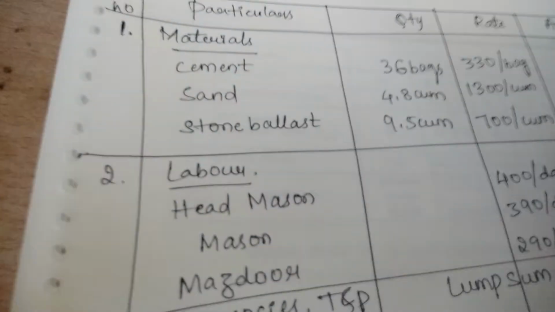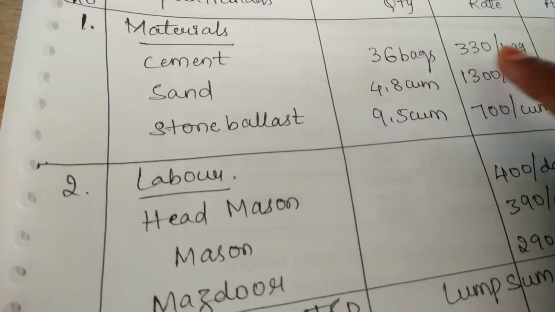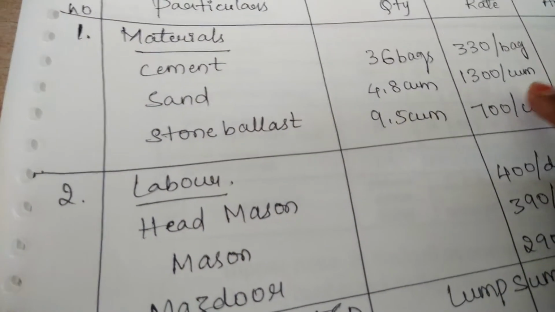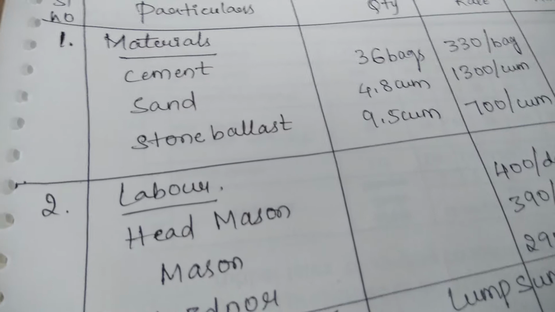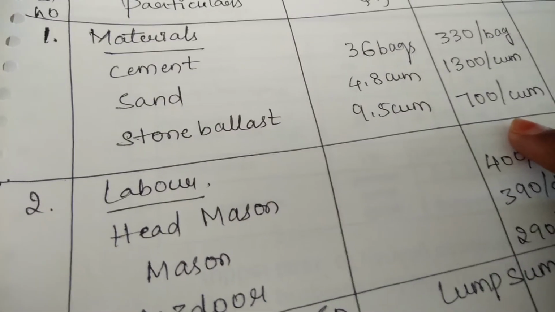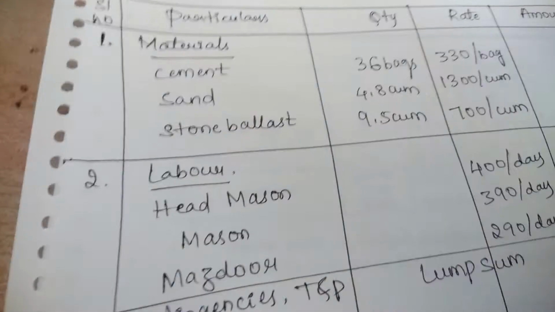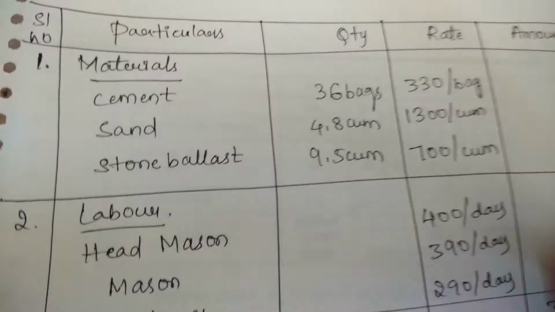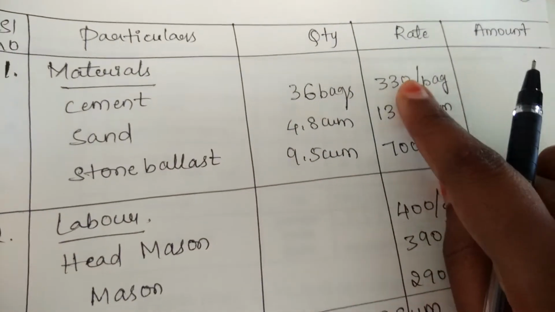Now the rates, according to today's rate. One bag of cement costs 330 rupees. For 1 meter cube, sand costs 1300 rupees. For 1 meter cube, the stone ballast costs 700 rupees. To find the final amount, we multiply the quantity with the rate.